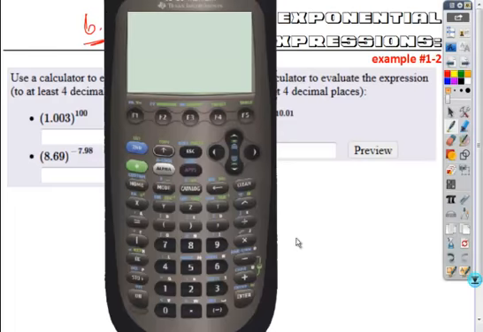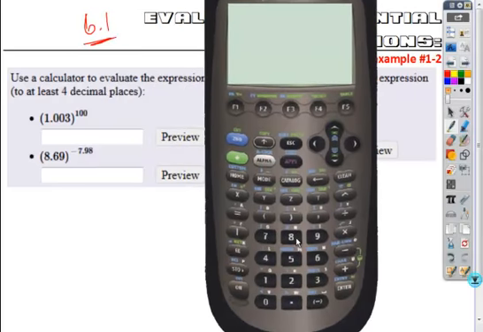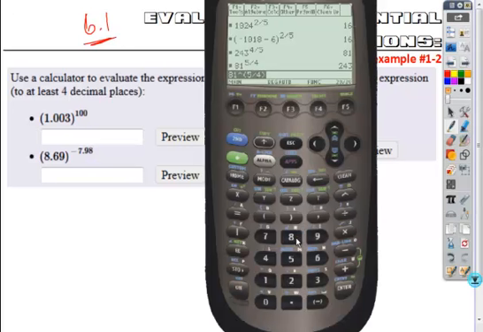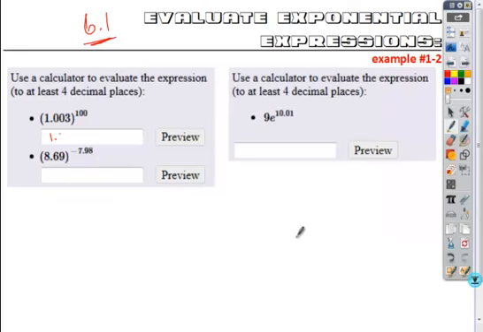if you're using a TI-89, what we're looking to do is you type your base exactly as it appears. This caret symbol is your power of, and then whatever the exponent there is, you enter, and that will be your solution. So in this particular case here, 1.003 to the power of 100 is 1.3493 if you round it to 4 decimal places.